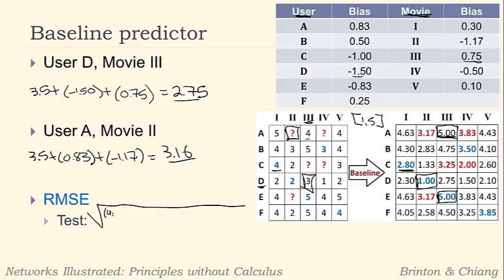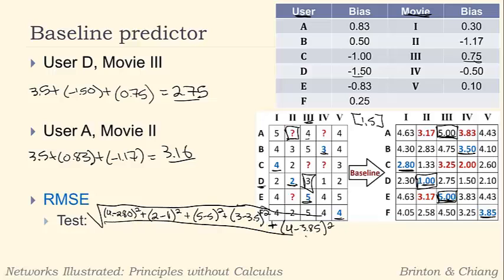So this is 4 minus 2.80 squared, plus, now the second one, this is 2 minus 1 squared, plus, the third one we have 5 minus 5 squared, which is just 0, because 5 minus 5 is 0. The fourth one we have 3 minus 3.5 squared. And then the fifth one, it's kind of running out of room over here, but now the fifth one we have 4 minus 3.85 squared. And we divide that by 5 because we're averaging everything.